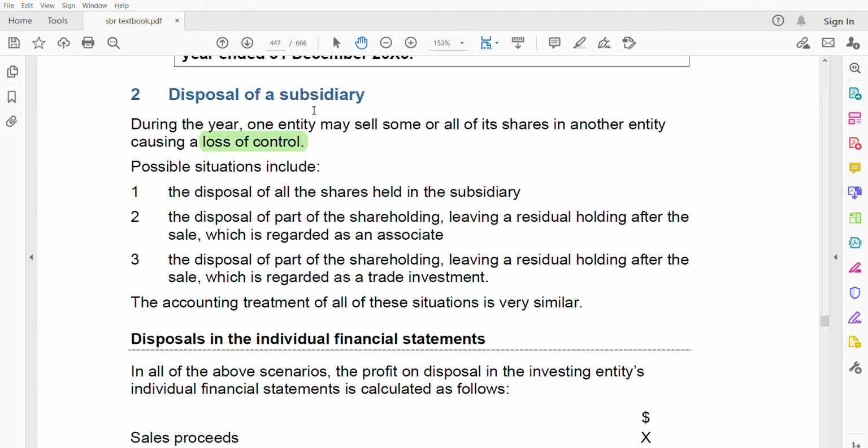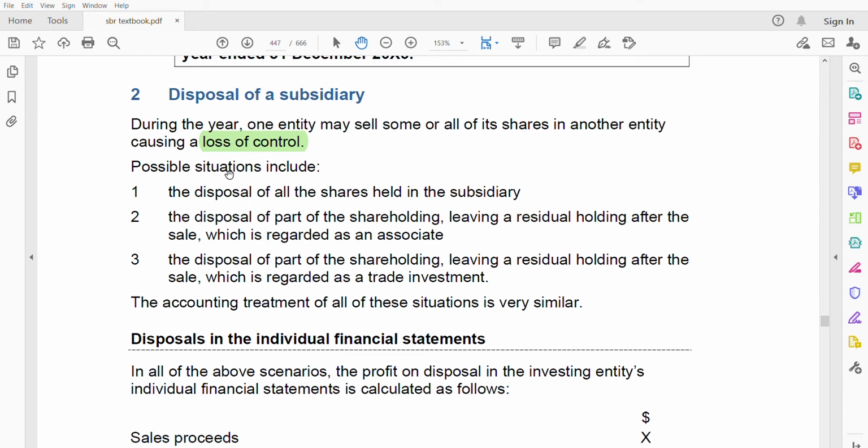Let's say you are having 80% now and you are selling 40%. So from 80 it becomes 40. That means you are losing control. Earlier it was a subsidiary at 80%. Now after disposing 40%, you are having only 40% interest. So it becomes an associate. From subsidiary to associate. So that is known as loss of control. So these are some possible situations how you can have a loss of control.